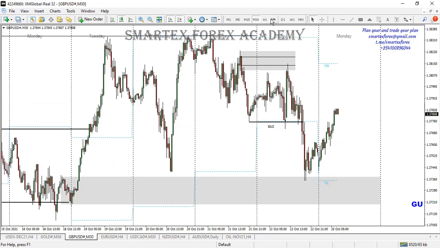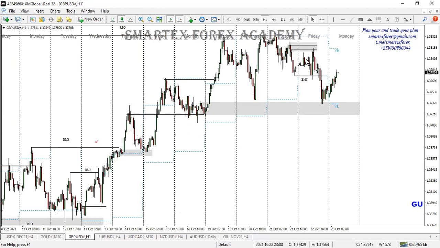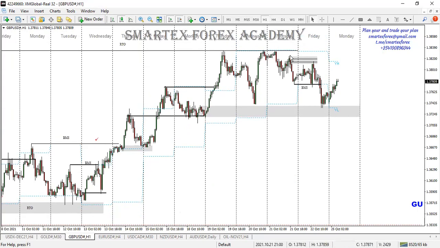In pound dollar, as you can see, we had a return to this order block here. This is our RTO. This one is our RTO, and that was the return. And again, if you look at 1 hour time frame, we have shift in market structure. You can see there is an SMS here. You can see how that order flow works. And again, you can see a break of structure.